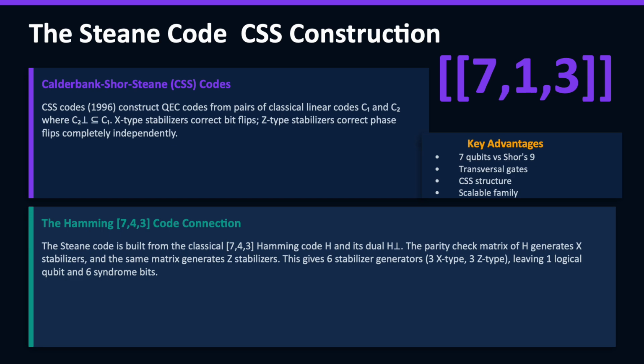The Steen code also has a practical advantage that goes beyond mere efficiency. It supports a set of logical operations that can be performed in a particularly safe way, where each physical qubit in one block is operated on independently with its counterpart in another block. This property, called transversality, is crucial for building actual fault-tolerant quantum computers, and we'll discuss it in detail later. The Steen code was thus not just a minor optimization of Shor's work, it was a step forward, a genuinely practical architecture.